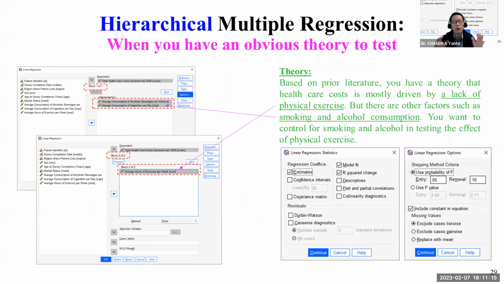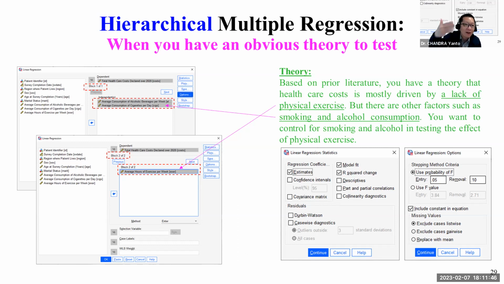So when you have a theory that you want to test, right, and you are using multiple regression, you have multiple independent variables, you can use a very specific technique. For example, according to the literature, you have a theory that healthcare cost is typically or mostly driven by the lack of exercise for people. So your main interest is to test that physical exercise, whether people have exercise or not. That is actually the main one.